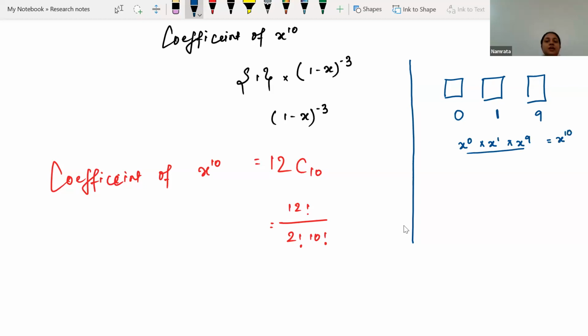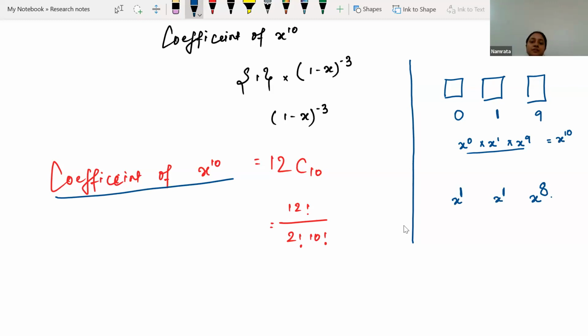Yes, ma'am. Or the other possibility can be we are giving one mango to the first person, one mango to the second person, and the remaining 8 mangoes to the third person. So the first one became x to the power 1, the next one x to the power 1, and the next one x to the power 8. That's why we are finding at last the coefficient of x to the power 10, which will give us all the possible outcomes. Okay.